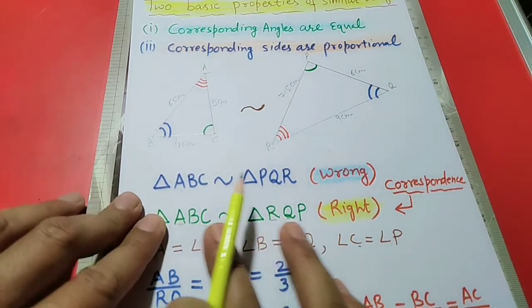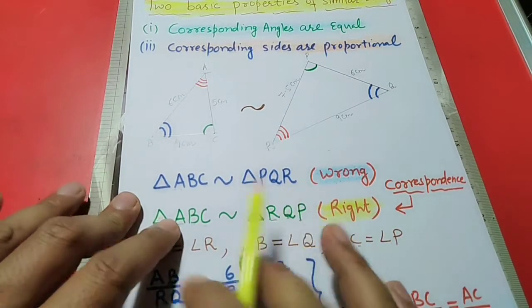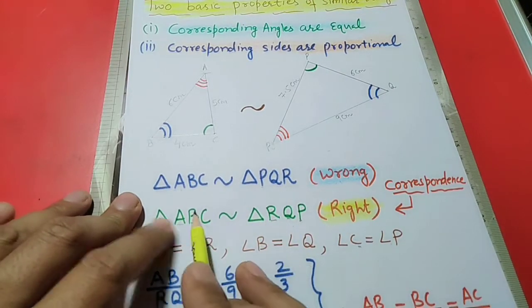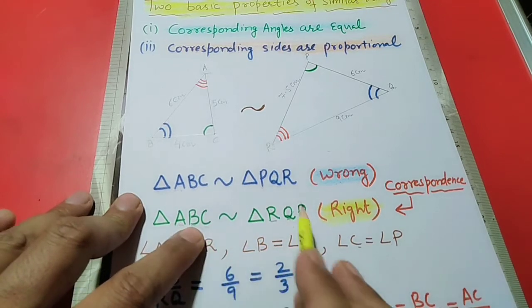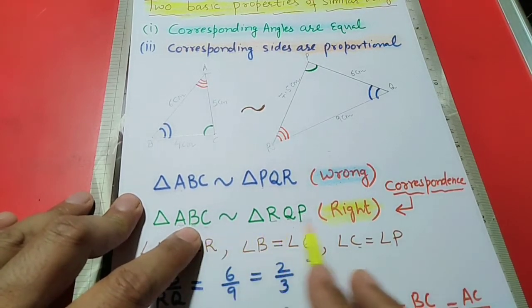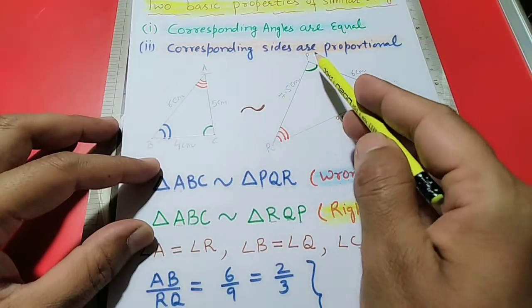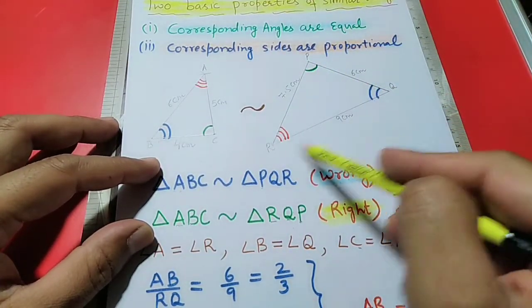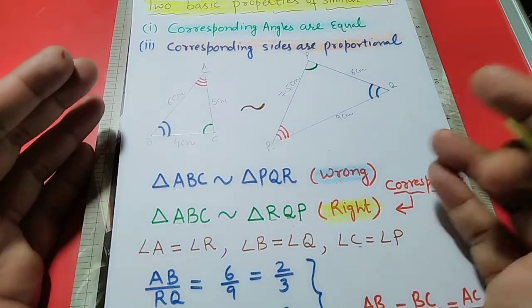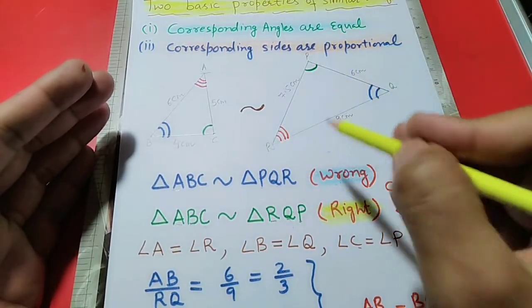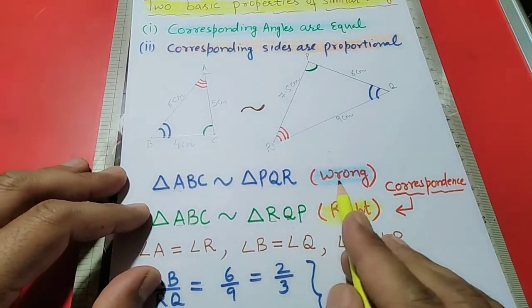So, in this way of writing, there is a correspondence. It means A is corresponding to R, B is equal to Q, and C is equal to P. So this is a proper correspondence. This is the way of writing a triangle. Though generally triangle PQR or RQP has the same meaning, because in both we are telling the name of this triangle, there is no correspondence. So this way is wrong.